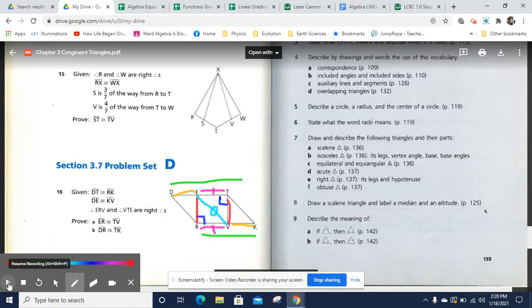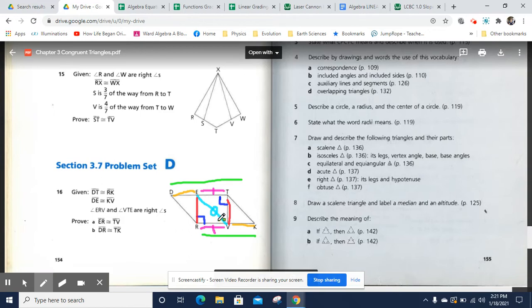Let's consider this. We're going to have CPCTC come in for the rescue here, because we could actually prove that now this angle and this angle are congruent, and then we can prove that this angle and this angle are congruent. So I could add these two together and I'll have a congruent sum.